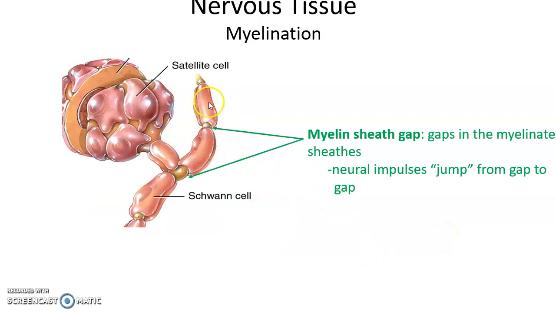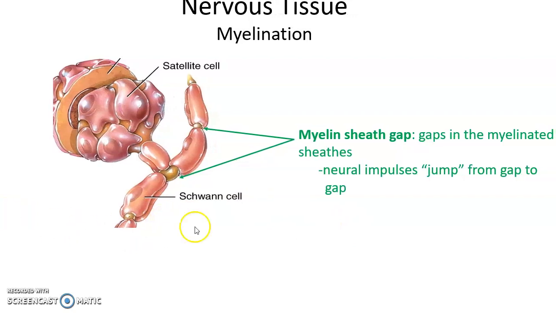You also notice that the myelin sheath does not cover the entire axon. There are little spaces. These spaces are critical, and they are referred to as myelin sheath gaps. So the myelin sheath gaps are spaces where there is no myelination. Turns out the nerve impulse will come down and basically jump from gap to gap, traveling down the length of the axon.